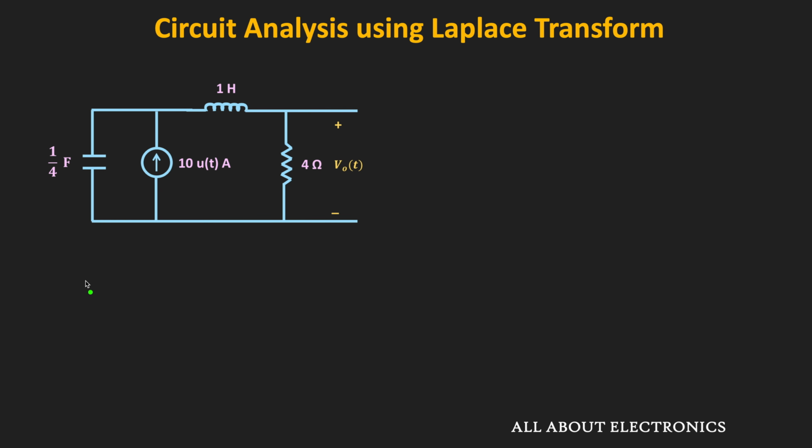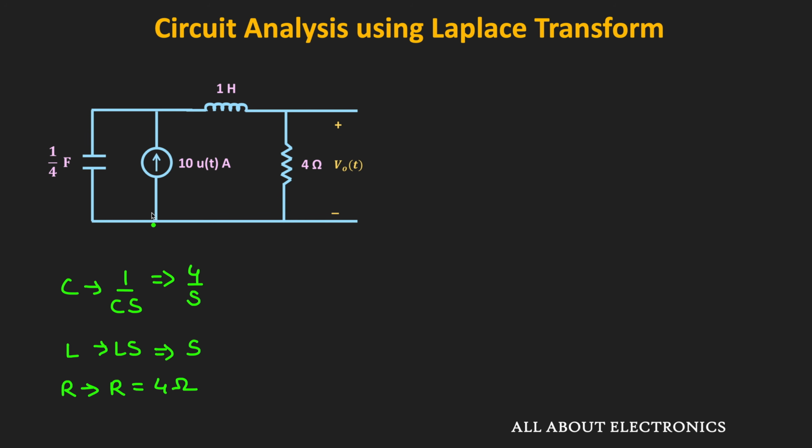Since the initial conditions in the circuit are 0, we can say that the equivalent for this capacitor will be equal to 1 divided by Cs. And since C is equal to 1 by 4 Farad, that is equivalent to 4 divided by S. Similarly, the equivalent S domain representation for the inductor will be equal to Ls. And since L is equal to 1 Henry, that is equivalent to S. And the resistor will remain as it is, that is equal to 4 ohm.